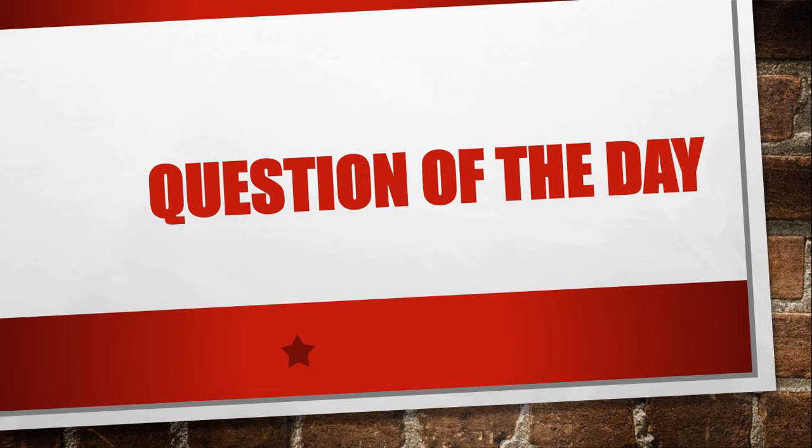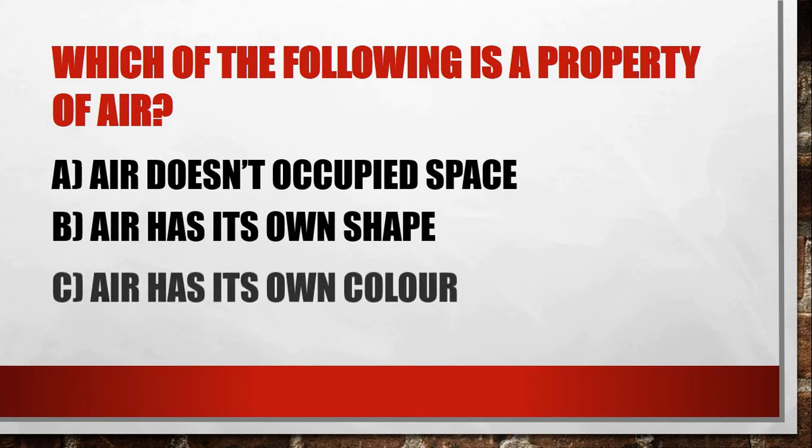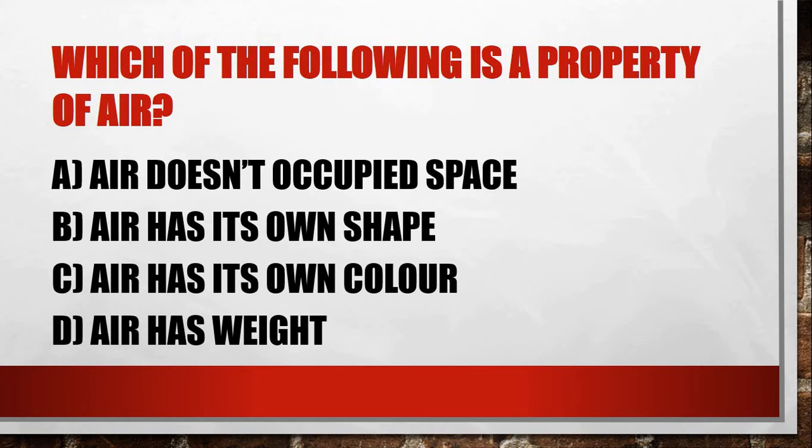First question. Which of the following is a property of air? What are the properties of air we learned in this topic? Air occupies space, it does not have any shape, and it has weight. Air is colorless and odorless.